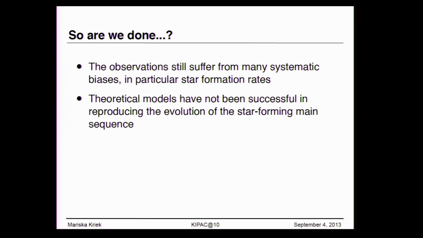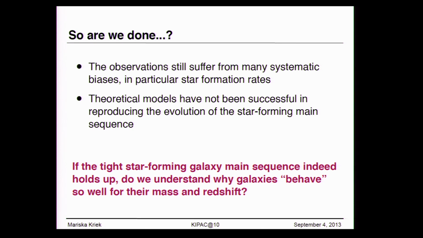And on the theoretical side, so far as I've seen, not many models have been successful in reproducing the evolution of the star-forming main sequence. On the other hand, that may not be surprising if our observations are not correct yet. So this is my first question for discussion. If the tight star-forming galaxy main sequence indeed holds up, do we understand why galaxies behave so well for their mass and redshift? Basically, if you know a mass and you know a redshift, and you know it's a star-forming galaxy, you can now sort of predict what the star formation rate is.